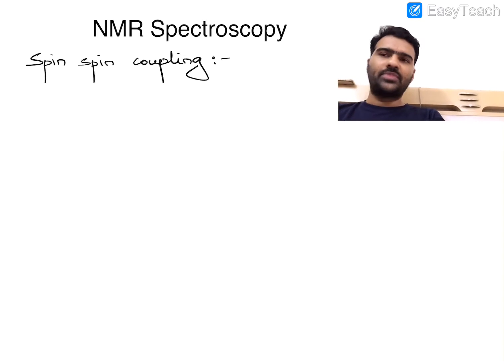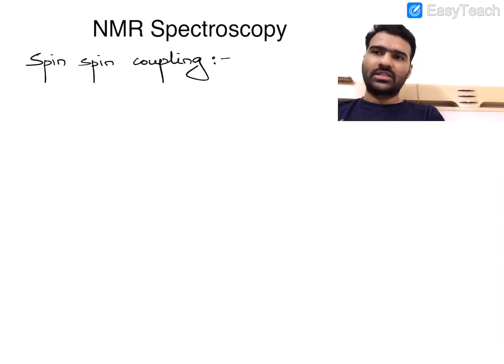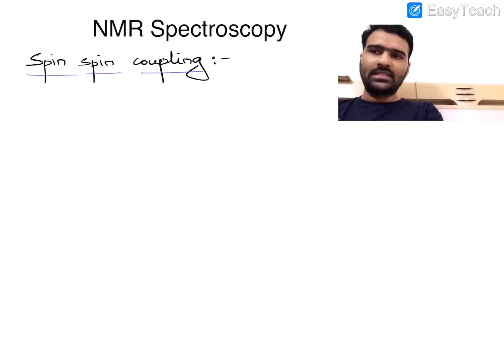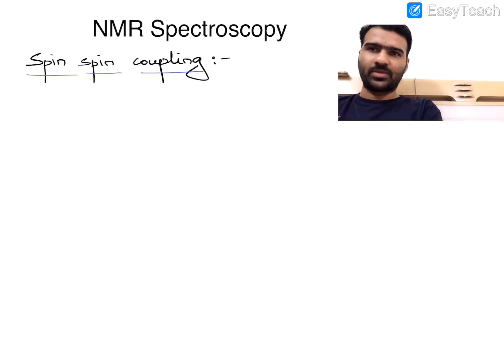What we've done in the previous video is we've looked at the concept of chemical shift and all the factors which affect a chemical shift in detail. The topic of discussion for this video will be a very important concept called spin-spin coupling. And this spin-spin coupling also happens to be very crucial in structure elucidation when it comes to NMR spectroscopy.